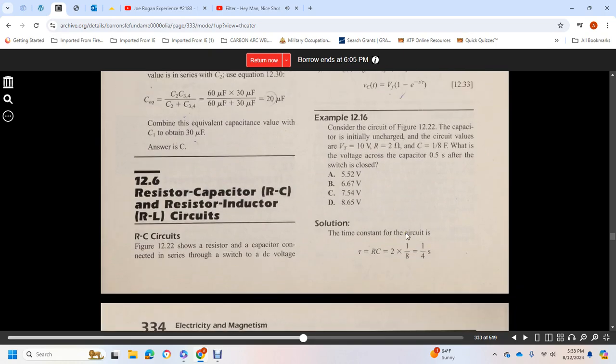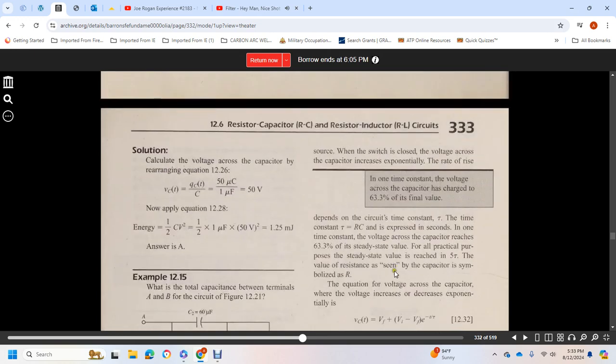Section 12.6: resistor-capacitor (RC) and resistor-inductor (RL) circuits. The RC circuit in figure 12.22 consists of a resistor and capacitor connected with a switch to a DC voltage source. When the switch is closed, the voltage across the capacitor increases exponentially. The voltage across the capacitor has charged to 63.2% of the final value after one time constant, which depends on the circuit and is the product of the resistor and capacitor.